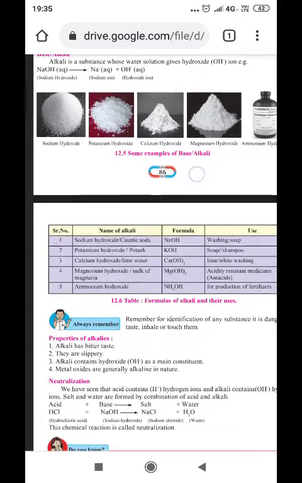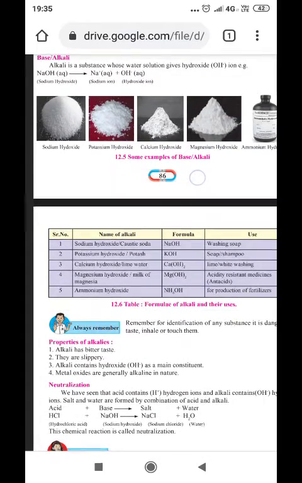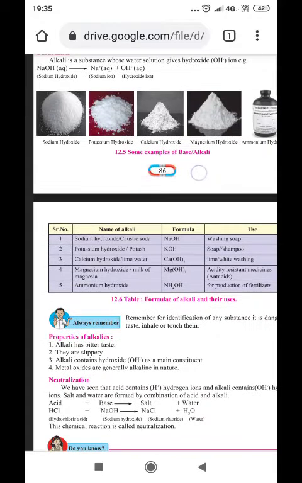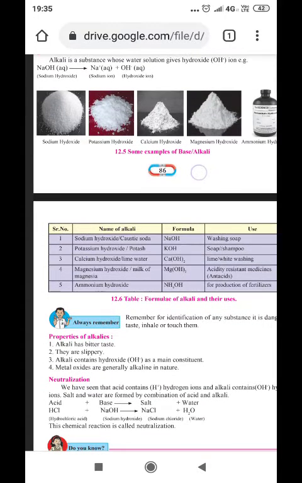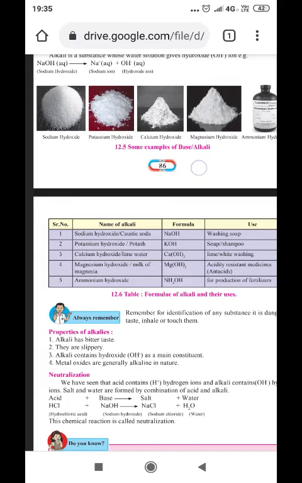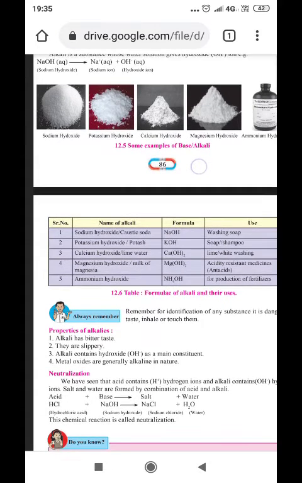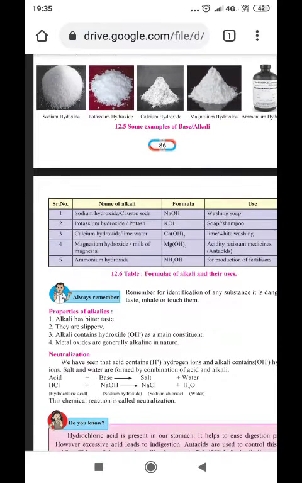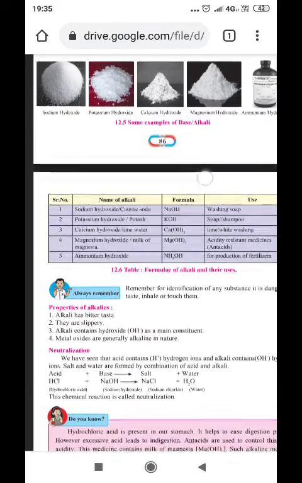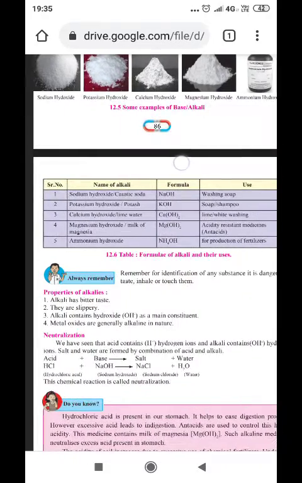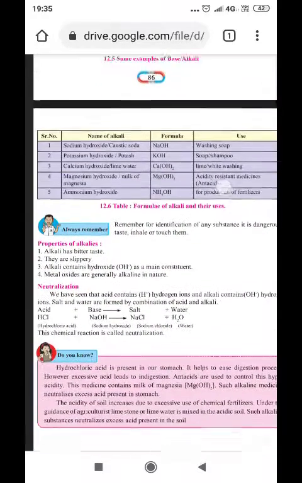Now the next topic is base or alkali. Alkali is a substance whose water solution gives hydroxide ion. For example, NaOH or sodium hydroxide. When it is dissolved in water, we get sodium ions in the aqueous form. Aqueous form means in the water form, and hydroxide ions also in the aqueous form. Here various pictures of certain bases are given, like sodium hydroxide, potassium hydroxide, calcium hydroxide, magnesium hydroxide, aluminium hydroxide, etc.